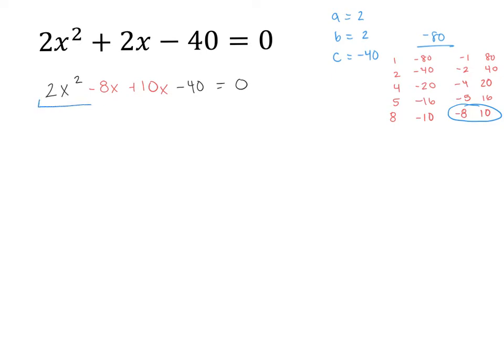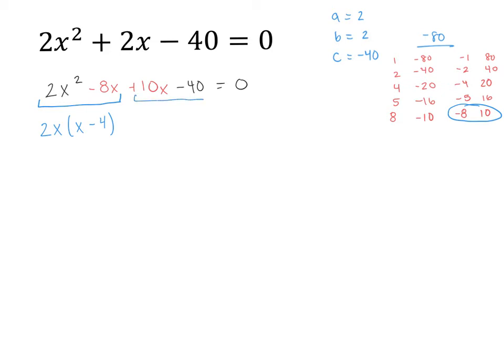So group 1. I have to find my greatest common factor here. My greatest common factor between 2 and 8 is 2. And both terms have an x, so I'm also going to take an x out. Now, 2x times x gives me 2x squared. What number do I need to multiply 2x by to get -8? It's -4. So group 1 is done.